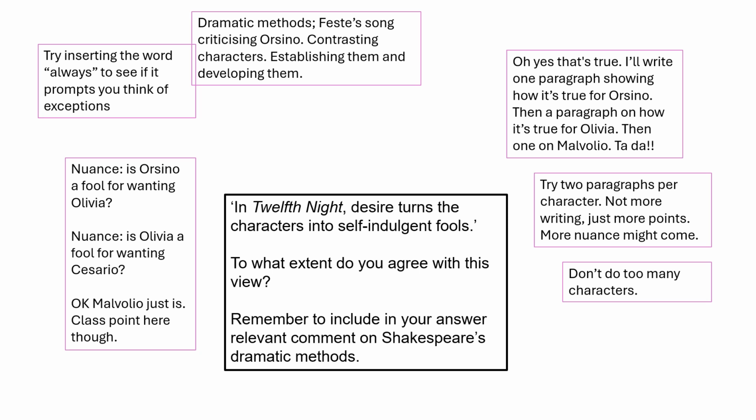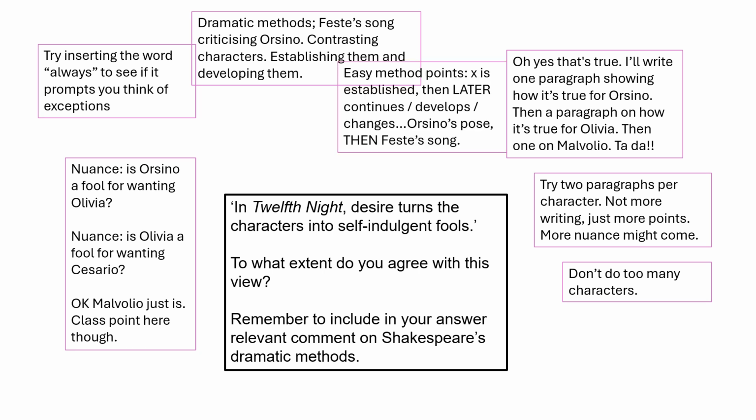So at the beginning he's established this and he carries on exactly like that. Or at the beginning he is a very pompous steward and he develops into this would-do-anything-to-get-his-hands-on-Olivia's-money steward. So those are the sorts of ones that are going to be easy to put in. So Orsino's pose is established, then you get Feste's song. People did write that, but just not as clearly as you could, that as a structural point, establish this, and then you put this song into it.